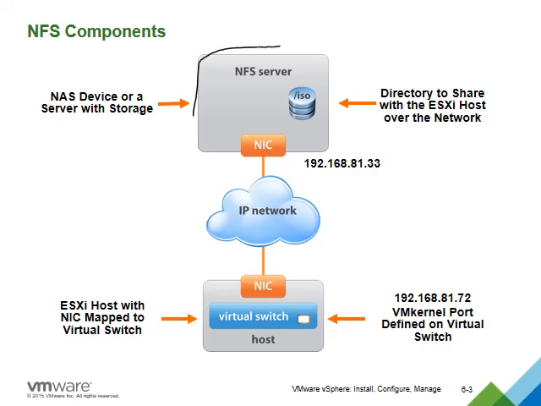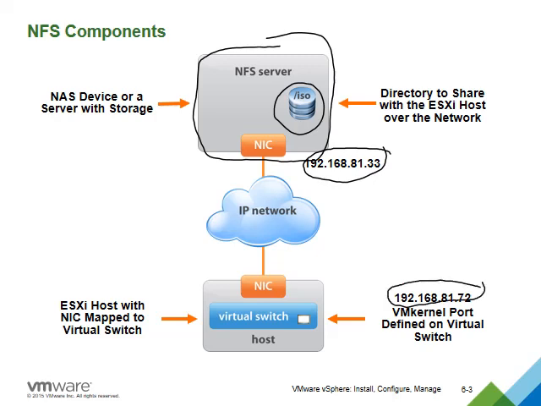So let's say we have an NFS server and it's got our storage on it. We export or share, let's say, this ISO data store. It goes over the IP network. We can see it's 192.168.81.33, and we have a VM kernel port configured with 192.168.81.72. So it basically just goes over the network and picks up the file share from the ESXi host. Now it will mount it on the ESXi host as a folder. It looks like a data store, but it's an NFS data store.